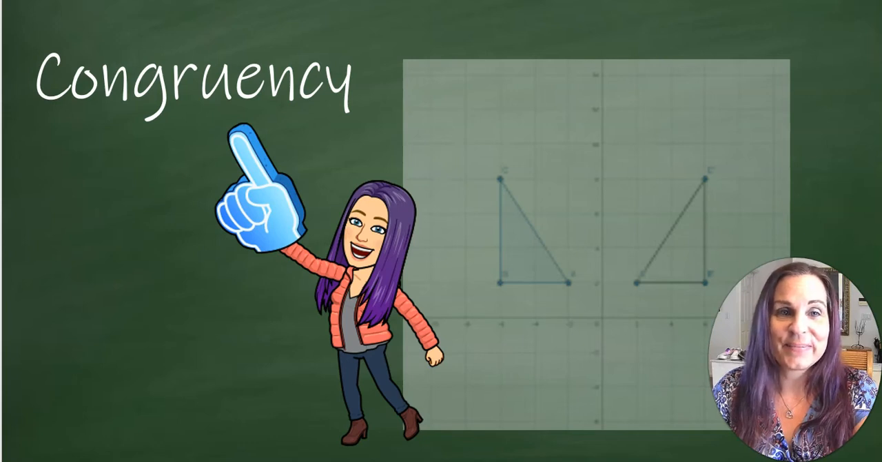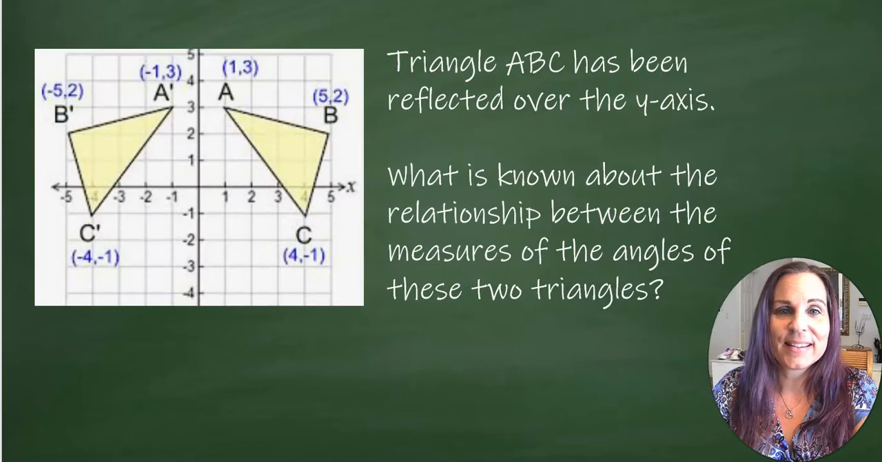Congruency. Triangle ABC has been reflected over the y-axis. What is known about the relationship between the measures of the angles of these two triangles?